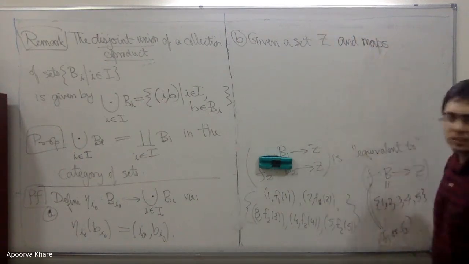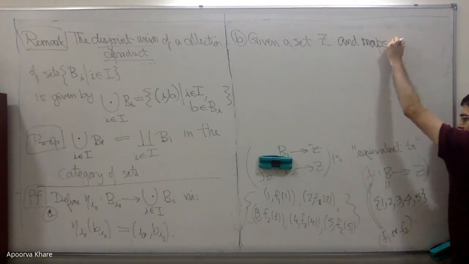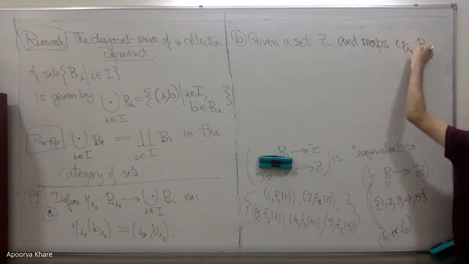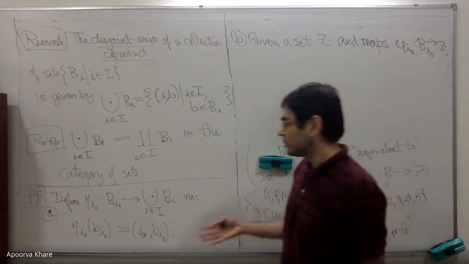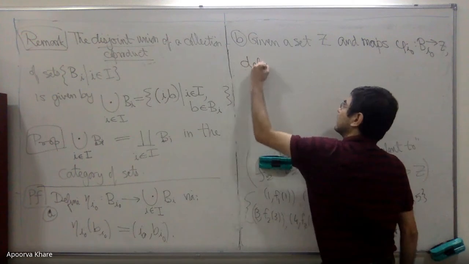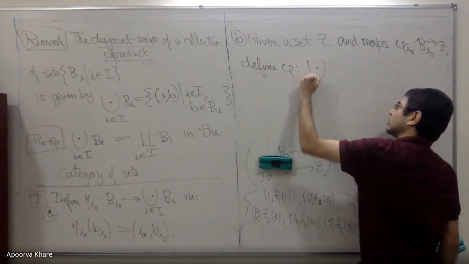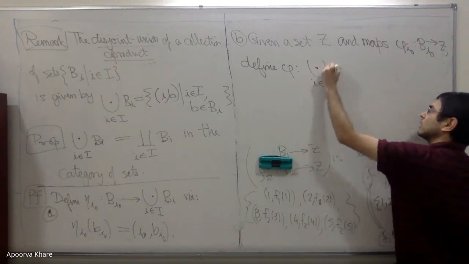Morphisms in the category of sets are just any functions. So let's say these are phi_i from B_i to Z. I need to define a map from this coproduct to Z. So define phi from the coproduct. This dot stands for disjoint union, by the way.